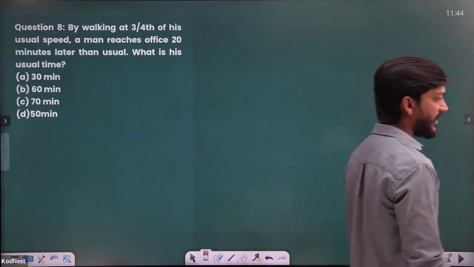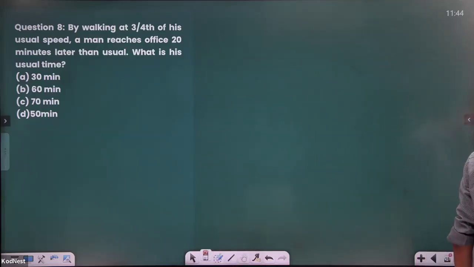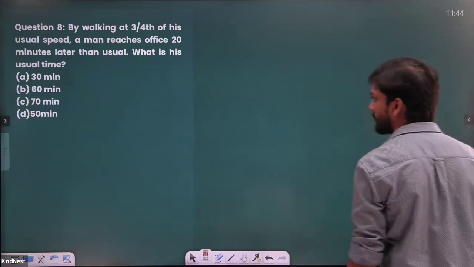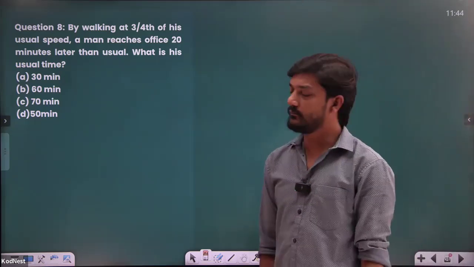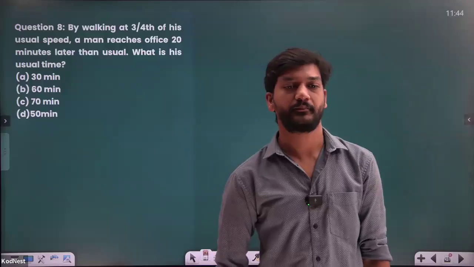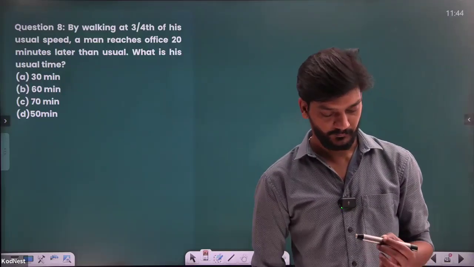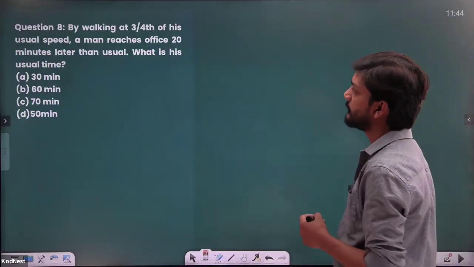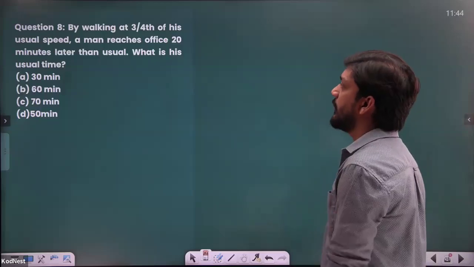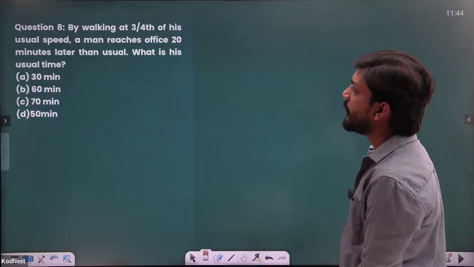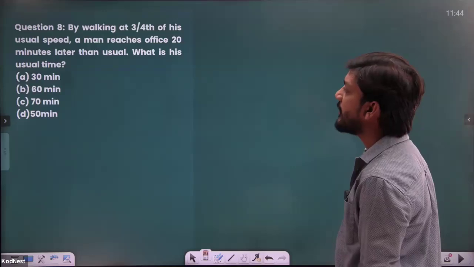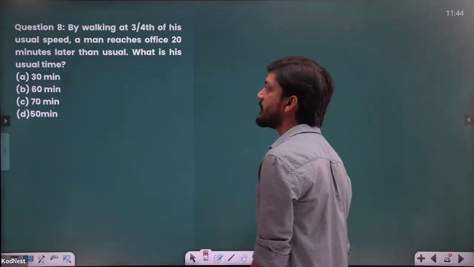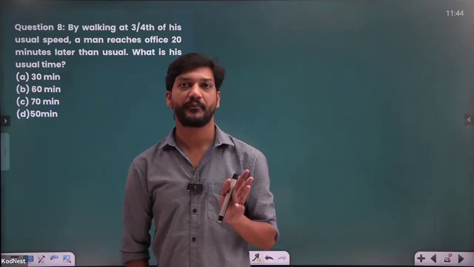All right. Try this question, please. By walking at 3/4 of his usual speed, a man reaches office 20 minutes later than the usual.